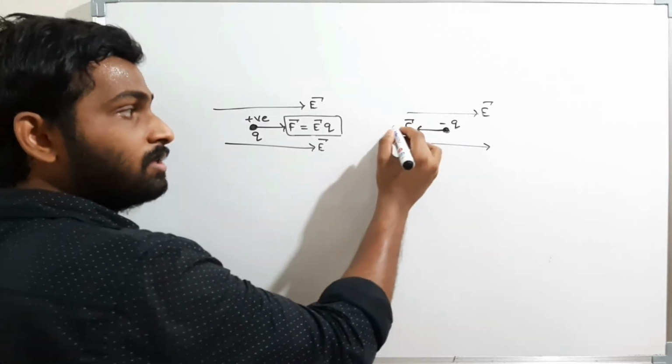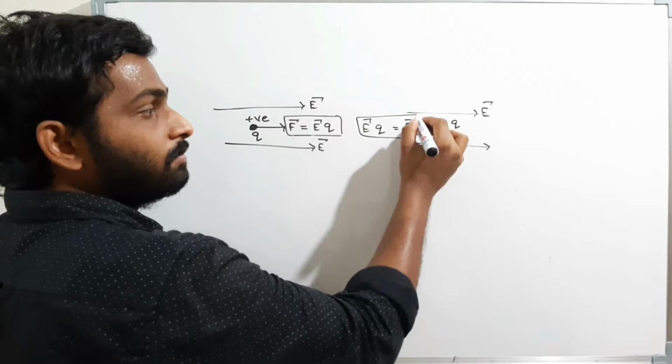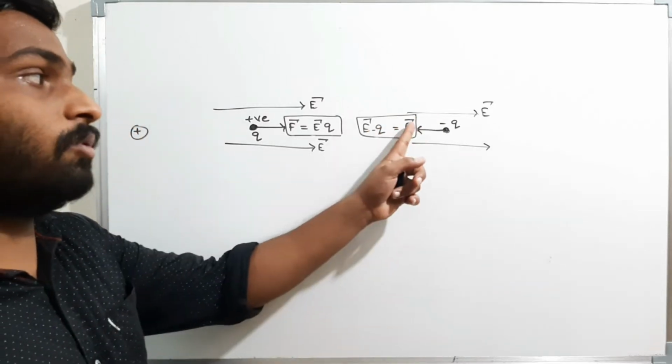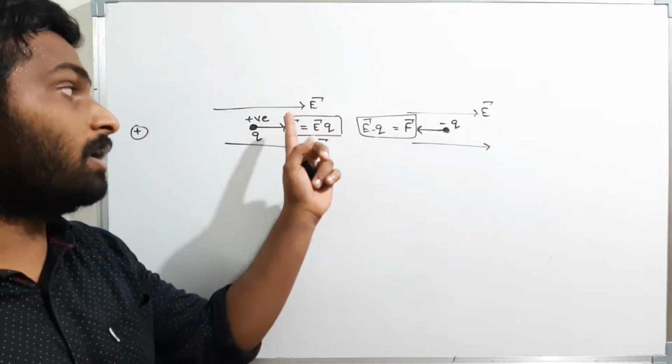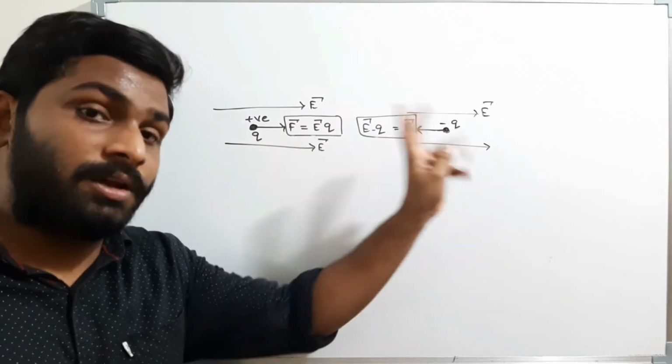Even the formula is the same, F bar is equal to E bar into Q. But because Q is negative, the direction will be minus. Therefore here F bar and E bar are anti-parallel. Here E bar and F bar are parallel. Same direction here, opposite directions there. Okay, well and good.